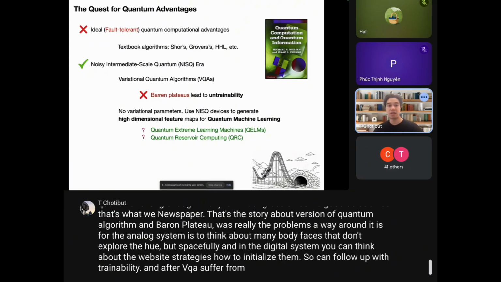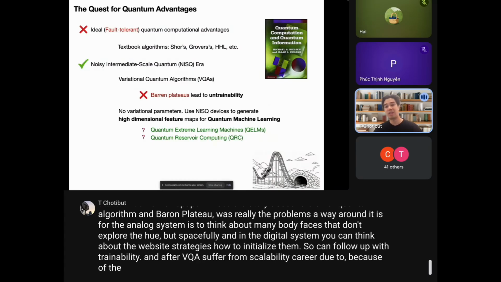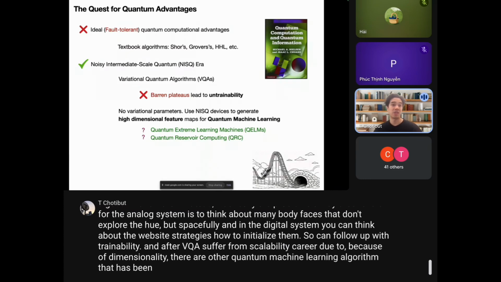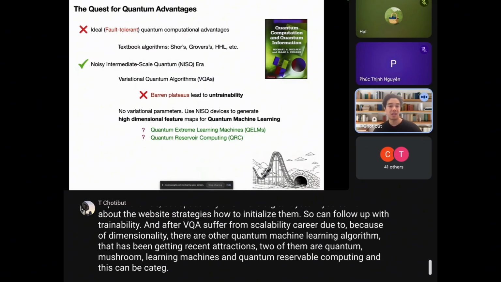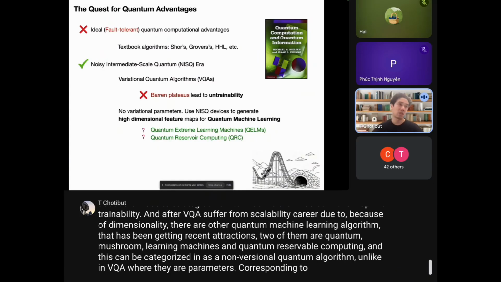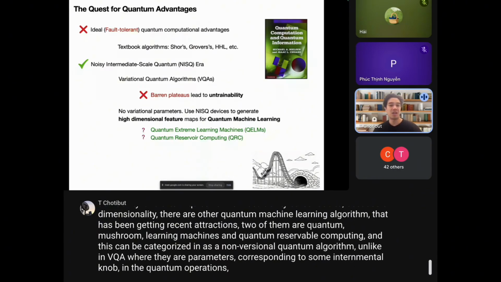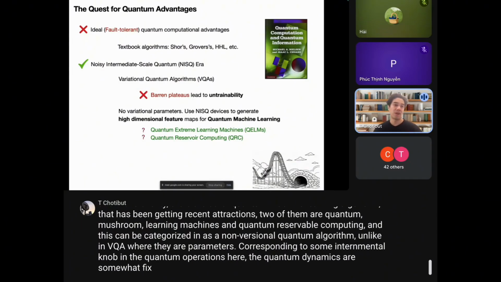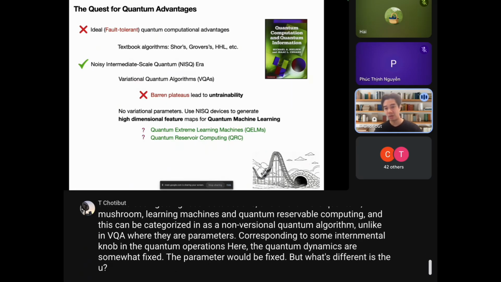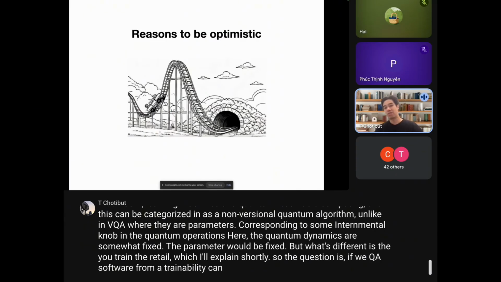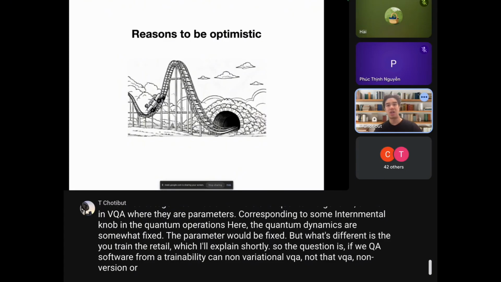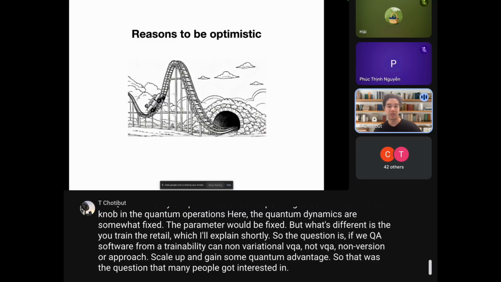And after VQA suffer from scalability barrier due to curse of dimensionality, there are other quantum machine learning algorithms that have been gaining recent traction. Two of them are quantum extreme learning machines and quantum reservoir computing, and these can be categorized as non-variational quantum algorithms. Unlike in VQA, where there are parameters corresponding to some experimental knob in the quantum operations, here the quantum dynamics are somewhat fixed. The parameters will be fixed, but what's different is you train the readout, which I'll explain shortly. So the question is, if VQA suffer from trainability, can a non-variational approach scale up and gain some quantum advantage? That was the question that many people got interested in this non-variational approach.